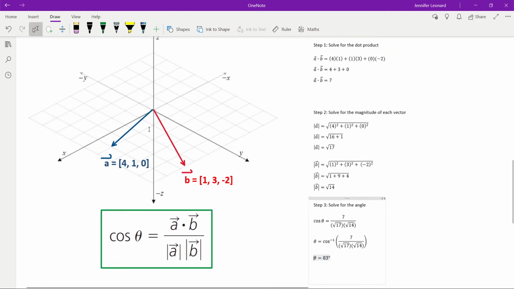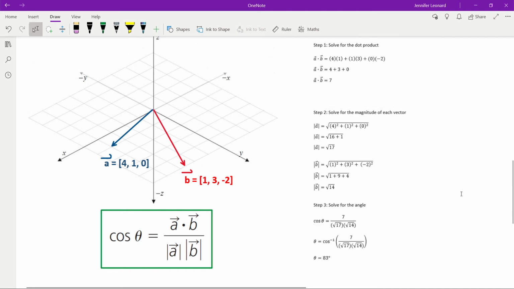So this diagram is a little harder to see because we're trying to represent things in 3 dimensions. It might not look to scale, especially since we saw the magnitude of a was larger. But I think 83 sounds like a pretty good angle, right? If I know vector a is coming out this way to the left and b is kind of coming down, 83 sounds pretty good for that.